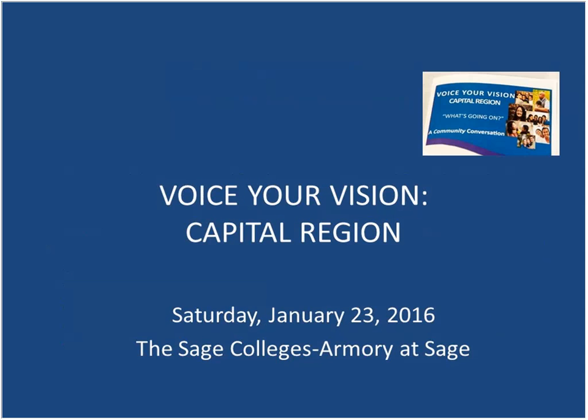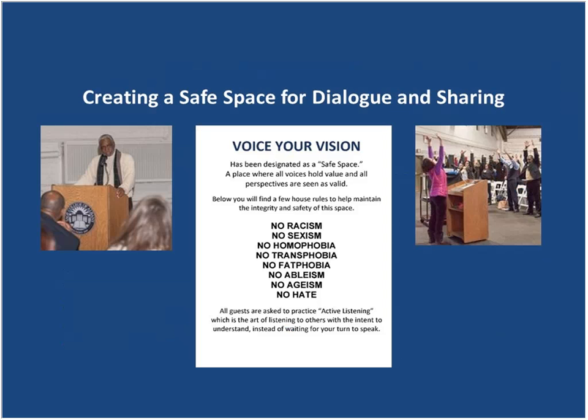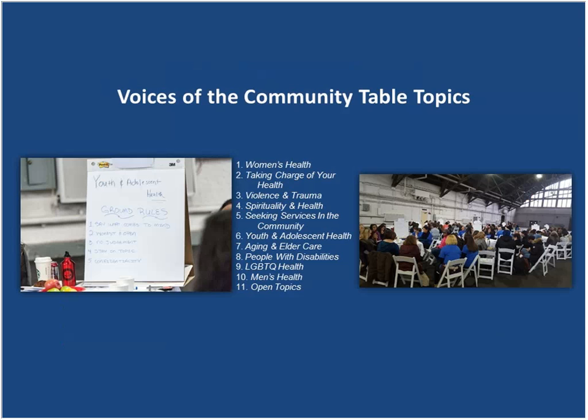Oh, this was the one that was at the Armory, the Capital Region. These were some ground rules that the Capital Region made up for themselves. No racism, no sexism, no homophobia, transphobia, fatphobia, ableism, ageism, hate. They really wanted it to be a place of acceptance and love and active listening so that we could understand what the health concerns were and begin to address them.